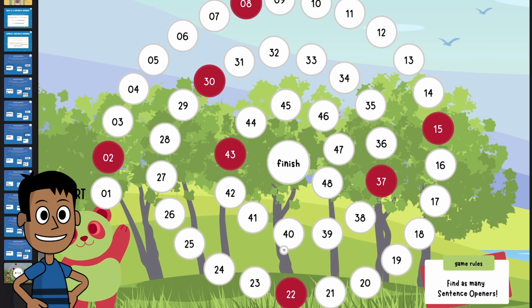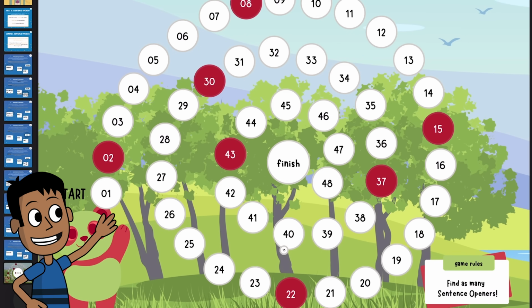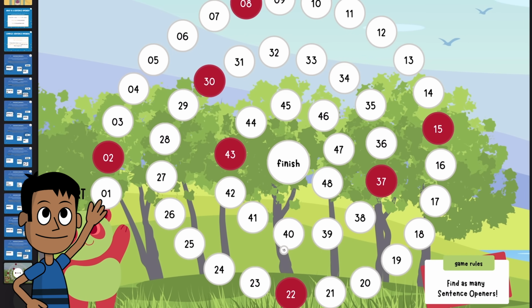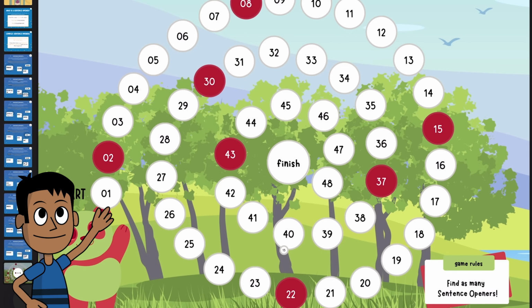Now, we've got numbers 1 all the way to 48. So I'd like to see if you could play a game with another person and write out as many sentence openers as you can. You've got an advantage now by looking at some through the video.